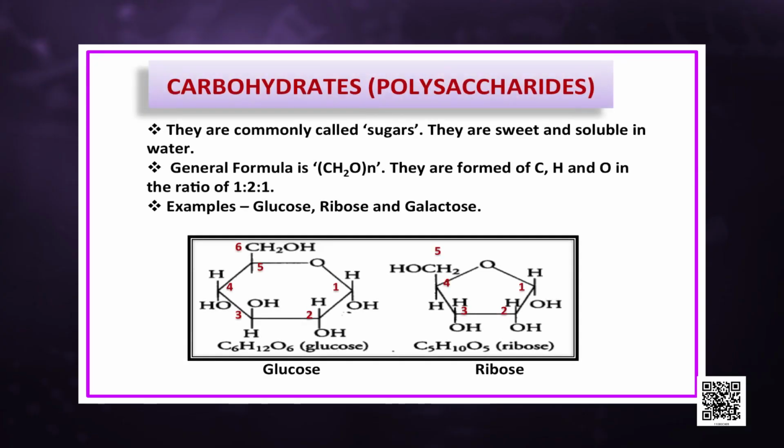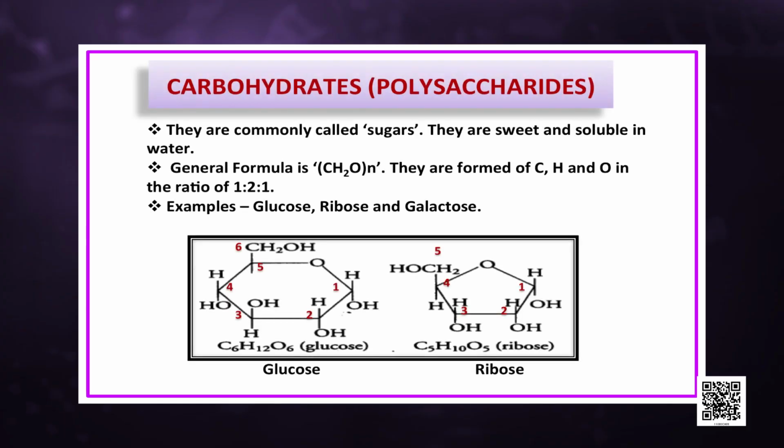Now let's discuss carbohydrates or polysaccharides. They are commonly called sugars. They are sweet in taste, soluble in water. Their general formula is CH2On. Polysaccharides are polymers. They are formed by the joining of monomeric units, that is monosaccharides, with the help of glycosidic bond. Monosaccharides are those simple units which cannot be broken down further into smaller components.